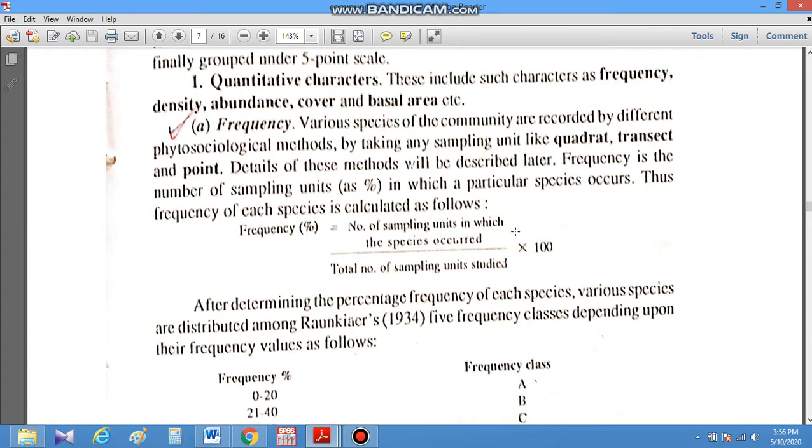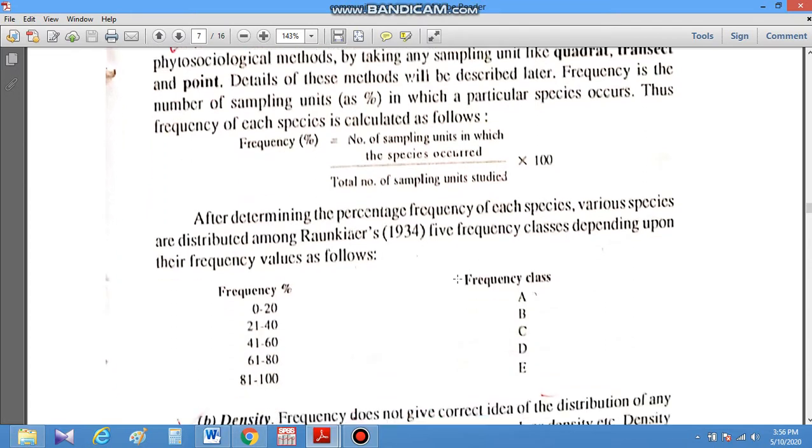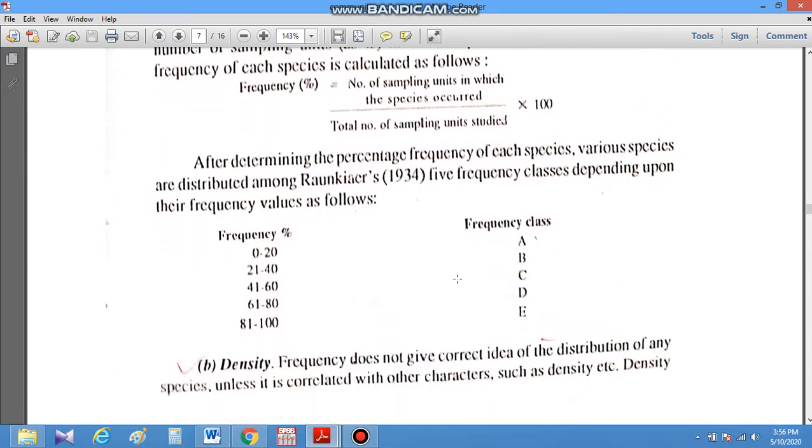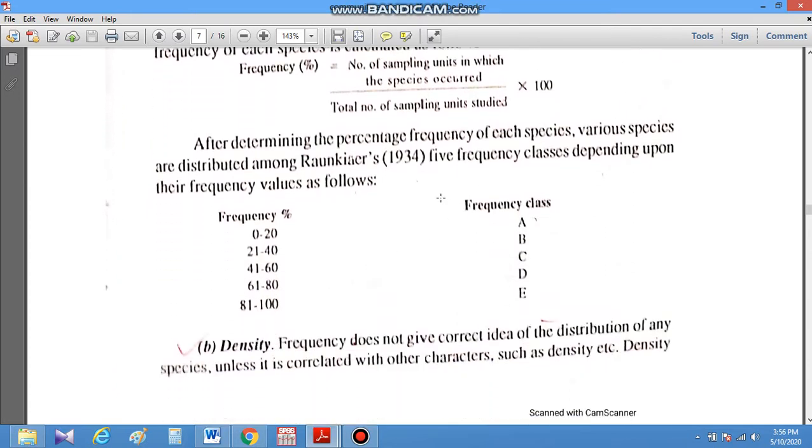Through this quadrate method, when we calculate the frequency of a particular species, various species are distributed among Raunkiaer's 5 frequency classes. If the frequency calculated is between 0 to 20%, it follows frequency class A. If it is 21 to 40%, it comes in class B. If 41 to 60, it comes in class C, and so on. So there are 5 classes A, B, C, D, E according to the percentage of the frequency.